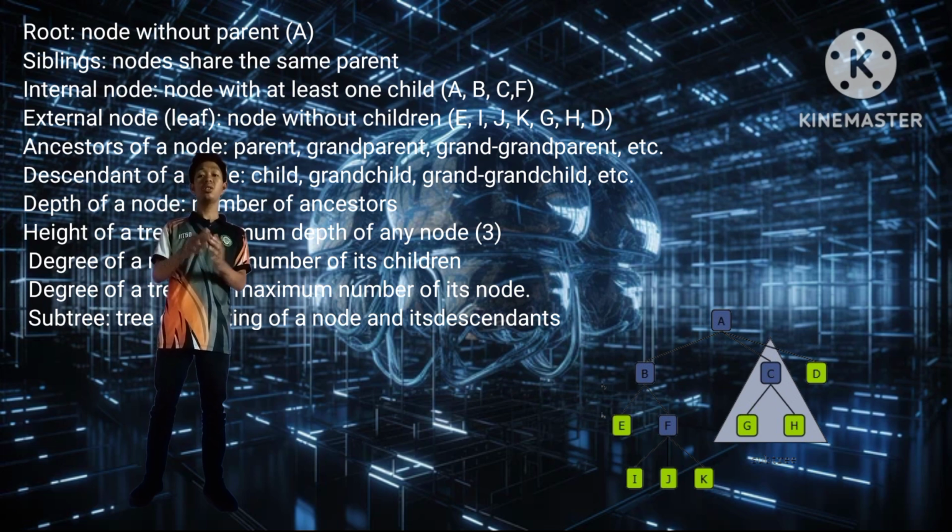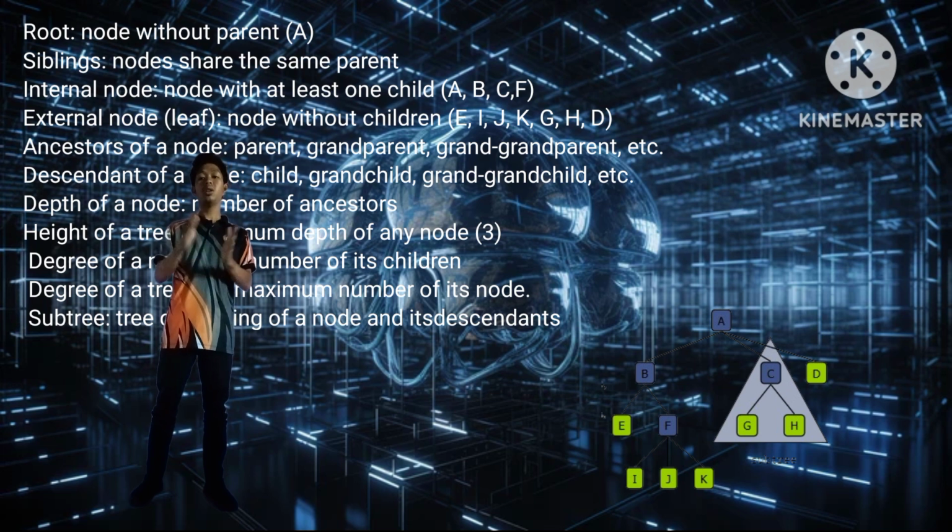And then the descendants of a node. Descendants of a node are the child, grandchild, great-grandchild, and so on. So an example of that is B. The descendants of B are F, I, J, and K. Those are the examples of ancestors and descendants.